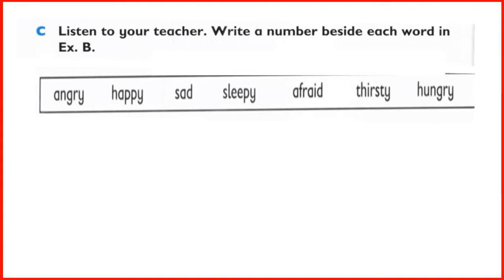Now listen to your teacher, and I am your teacher here. Write a number beside each word in exercise B. Okay? Now, students, listen to me carefully. Then you have to choose the word. First, we read all these words: angry, happy, sad, sleepy, afraid, thirsty, hungry.